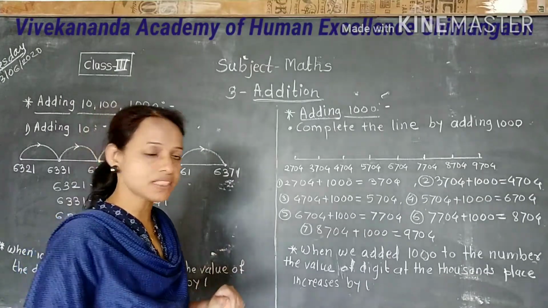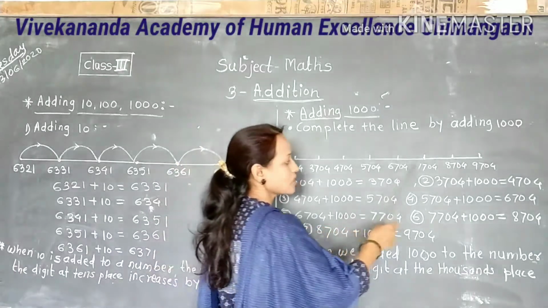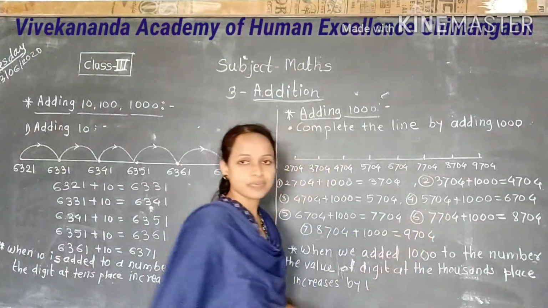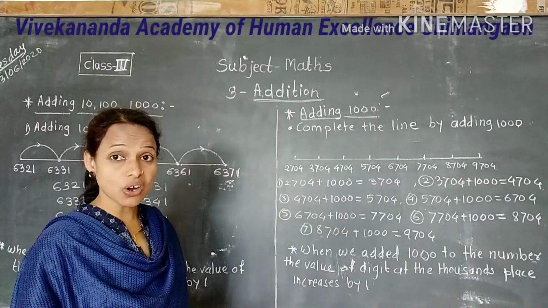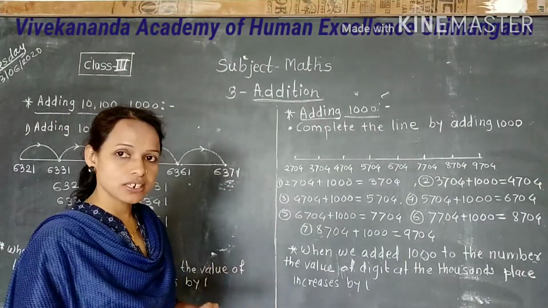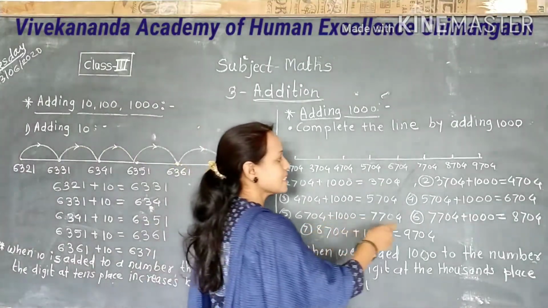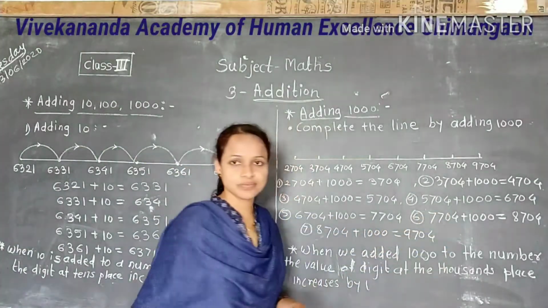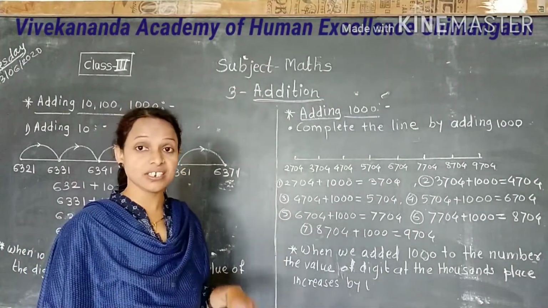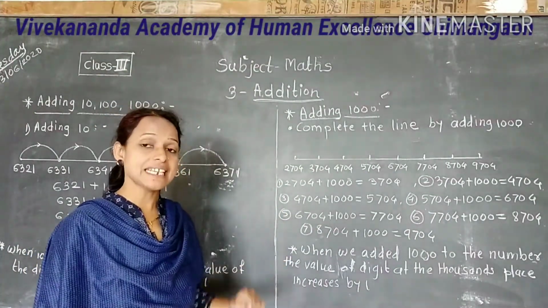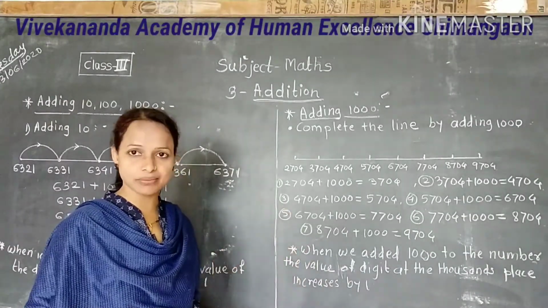Now the 100 place digit: 7, 7, 7, 7, 7, 7, 7, 7. Means the digit at 100 place also did not change. Now the digit at 1000 place: 2, 3, 4, 5, 6, 7, 8, 9. Means the digit at 1000 place only increases by 1 every time.